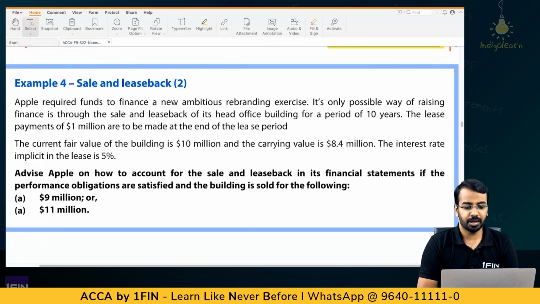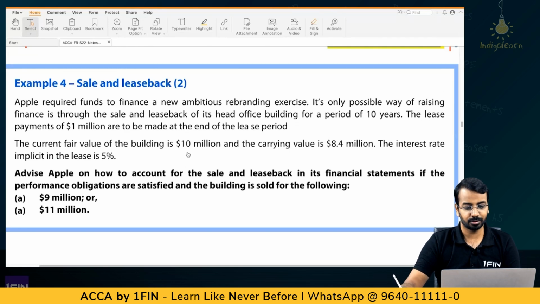Apple required funds to finance a new ambitious rebranding exercise. Its only possible way of raising finance is through the sale and lease back of its head office building for a period of 10 years. So, there is a head office building which will be sold and leased back. The lease payments of $1 million are to be made at the end of each period. The current fair value of the building is 10 million.